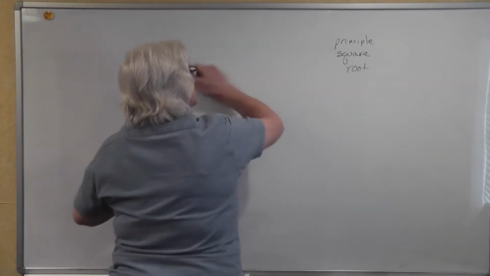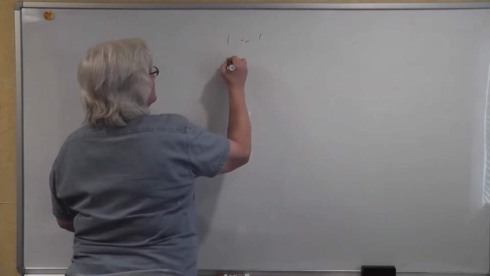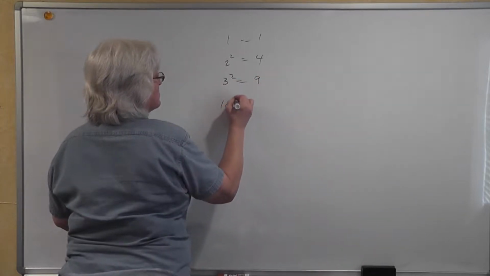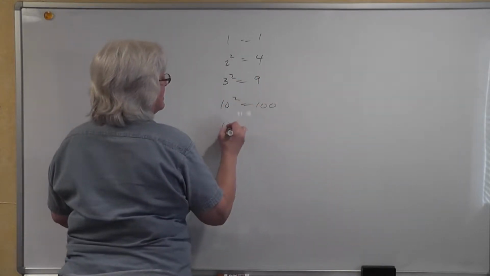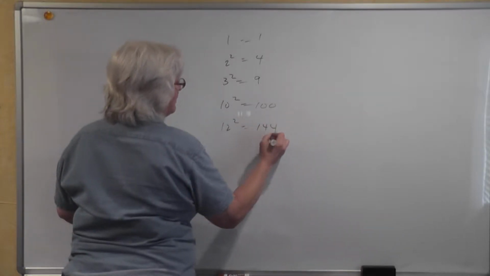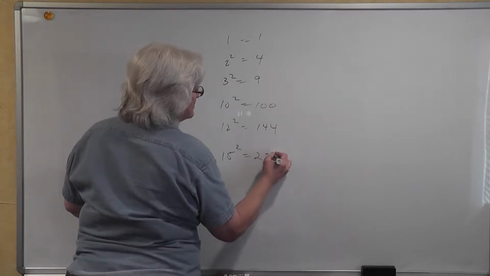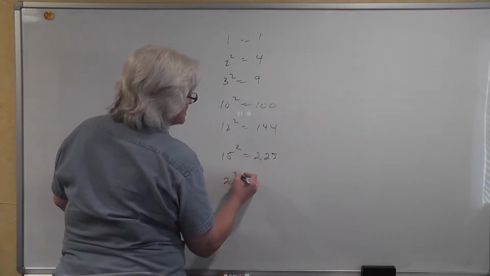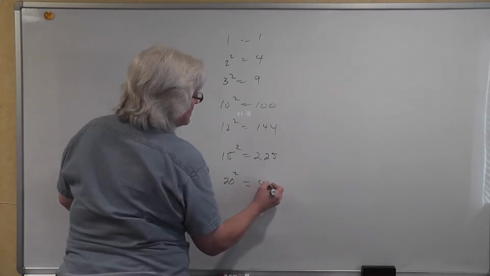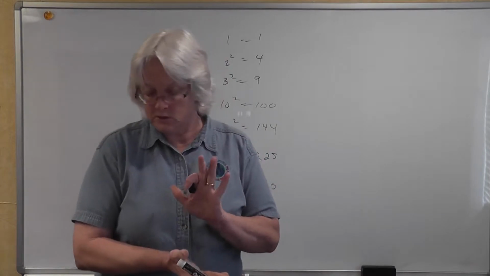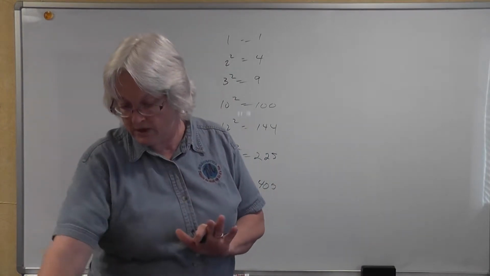up to 400. What perfect squares are there? Well, up to 400, that would be 1 squared is 1, 2 squared is 4, 3 squared is 9. For example, 10 squared is 100, 12 squared is 144. 15 squared, 15 times 15, is 225. 20 squared is 400.